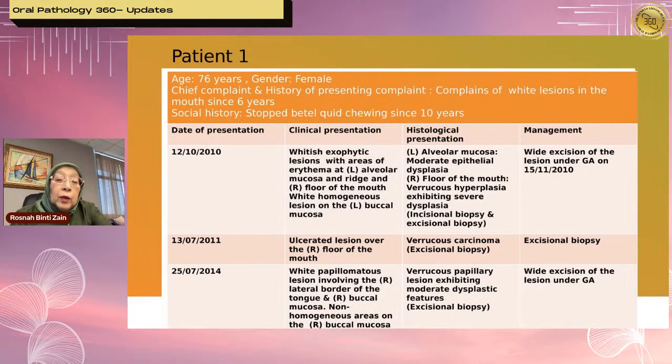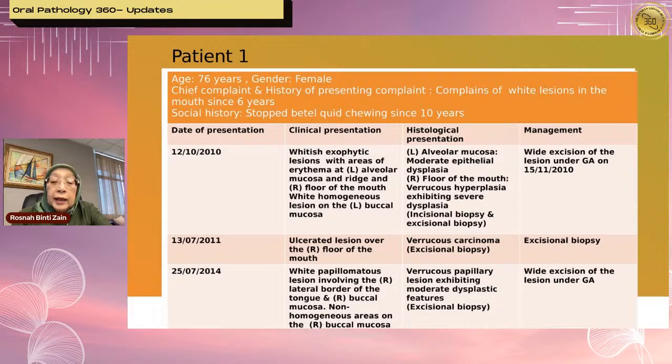When we first saw the patient, we straight away saw whitish exophytic lesions with areas of erythema at the left alveolar mucosa and ridge, and the right floor of the mouth with homogeneous lesions. So there are already a number of lesions that we see, and the histological presentation is moderate epithelial dysplasia, a verrucous hyperplasia with severe dysplasia, and a wide excision was done.